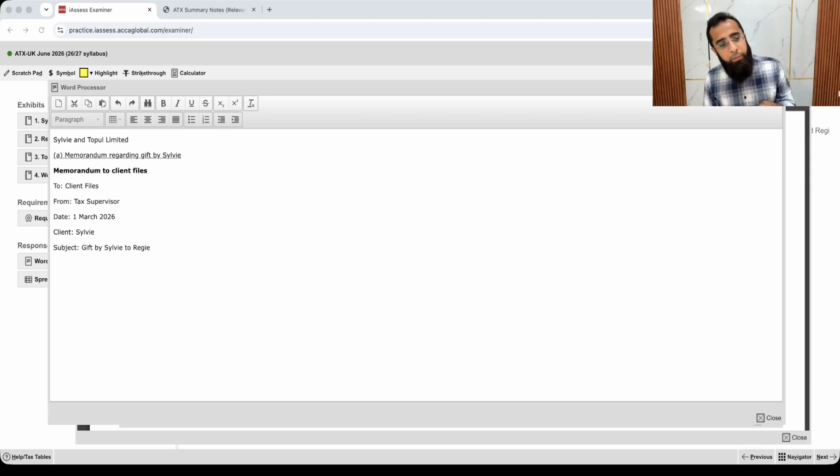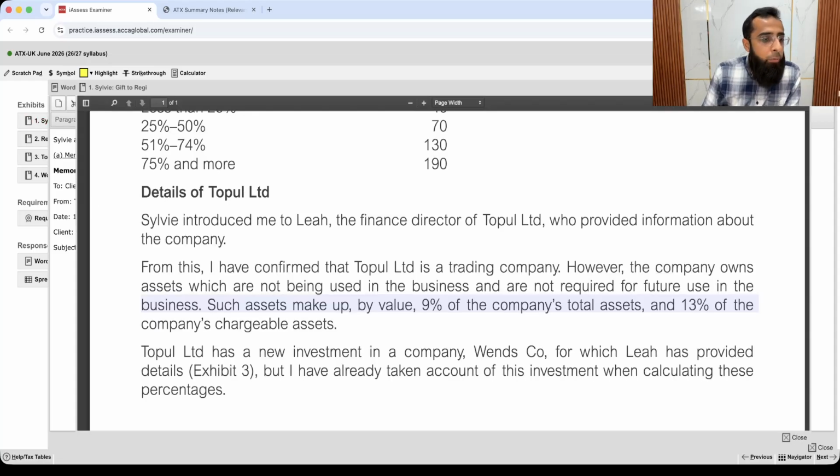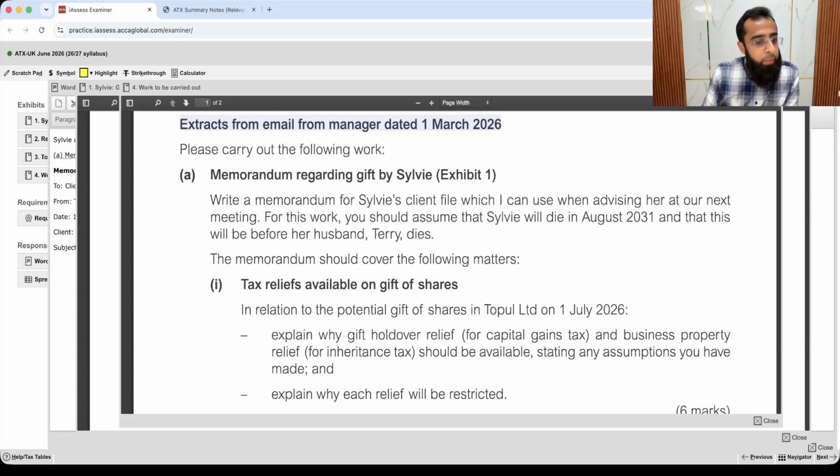To the client files from tax supervisor, you write date first or you write client name first. There is no issue in it. The examiner will not deduct marks for that. So be relaxed. Okay. So we are preparing memorandum to the client files, and this is the basic format which we follow. Now we have to deal with part 1, and this is tax reliefs on gift of shares.